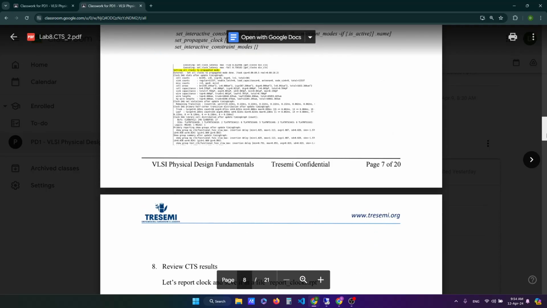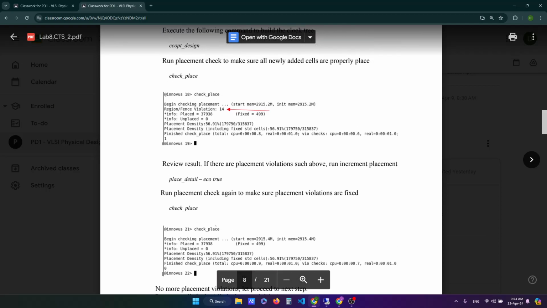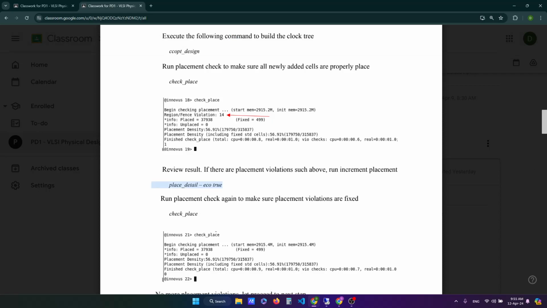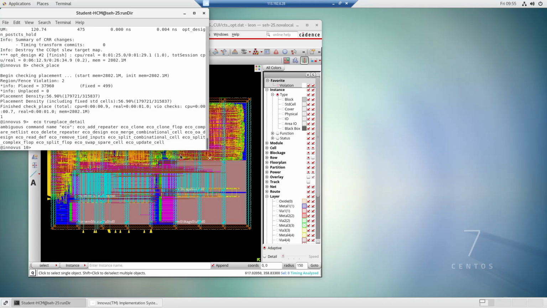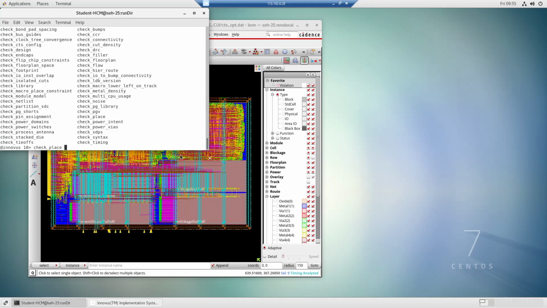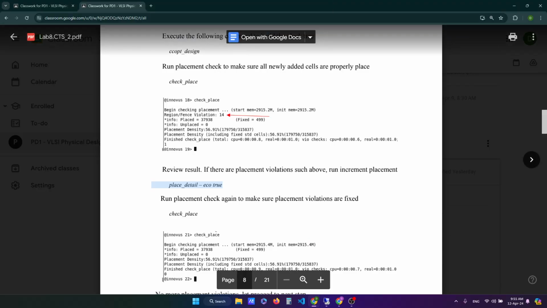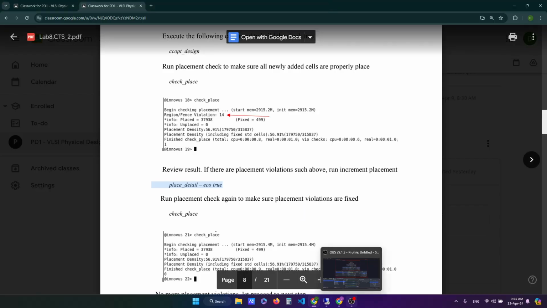Okay, so this is pretty much similar to placement in terms of checks. Power requirements, similar. So you want to do report power, and make sure that they still meet your target. Okay, here's a new one, clock skew. So you might want to make sure that your clock skew and your clock insertion delay meet your target.